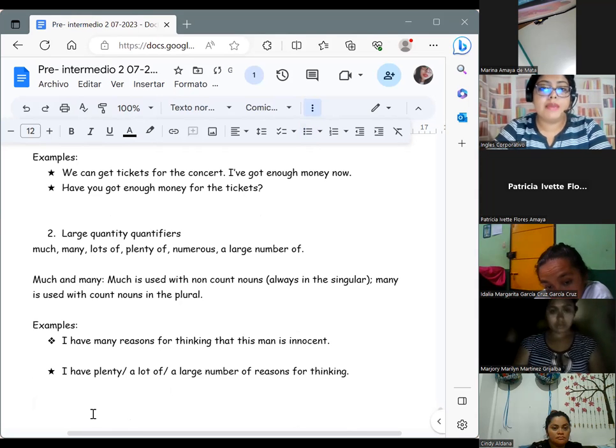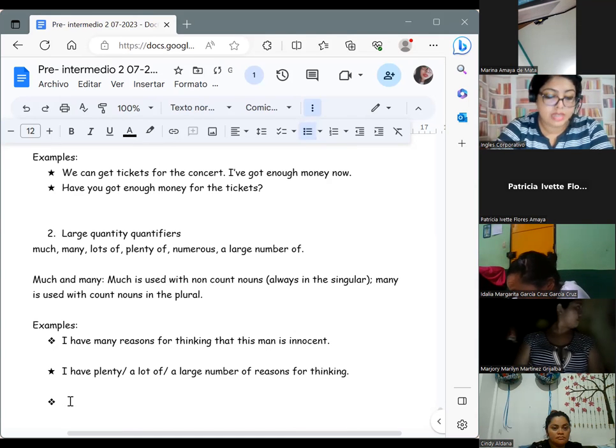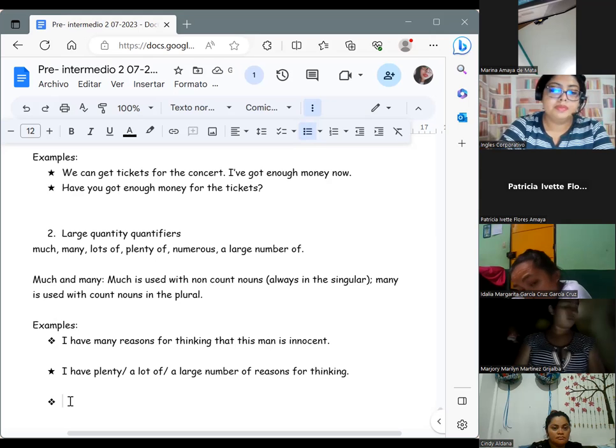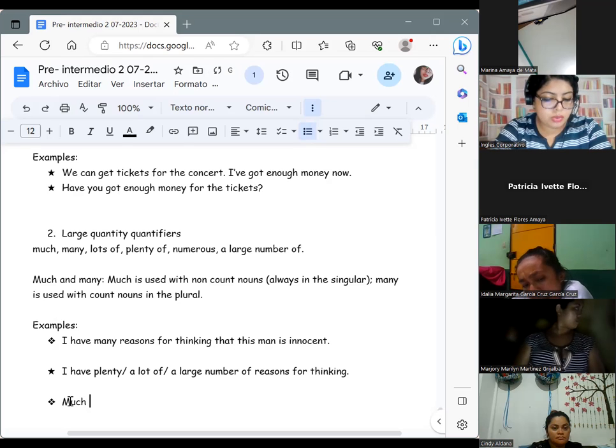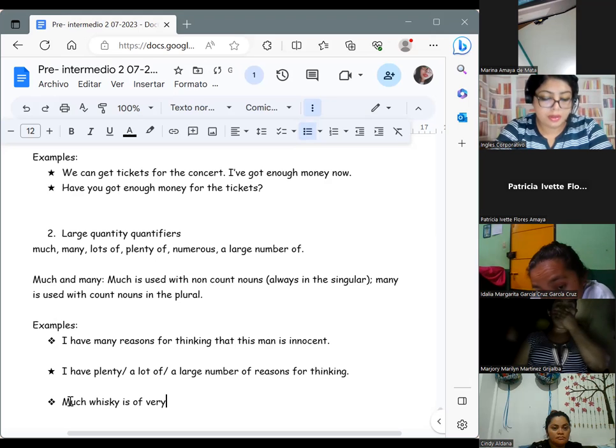Another word that we can improve. We are going to see another example and we are going to improve this sentence. In this case, we have: much whiskey is of very good quality.